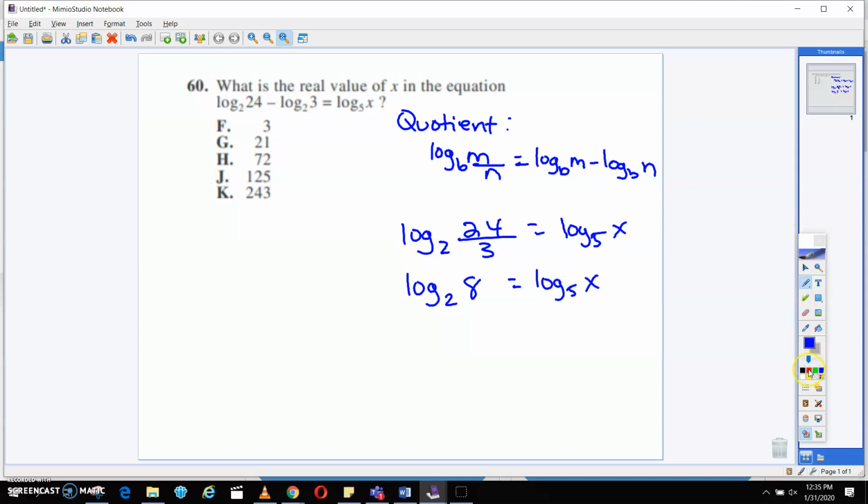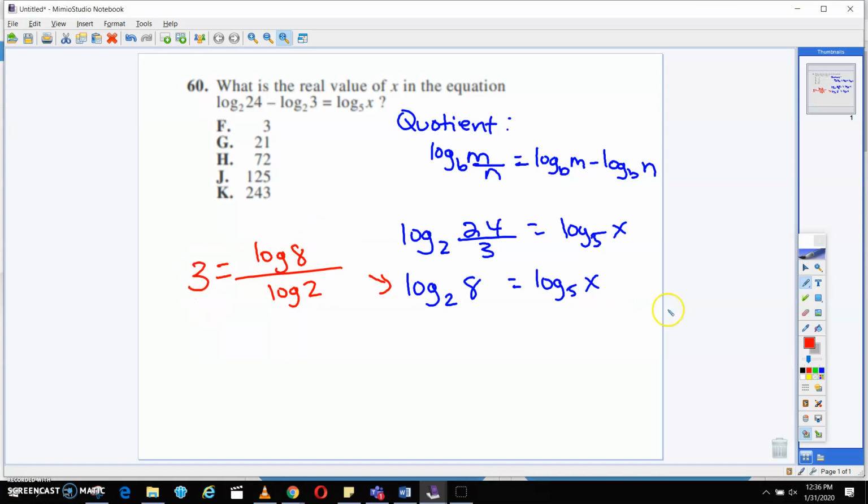So what we can do now is take this log base 2 of 8 and make it into one number. The way we do that is we write log of 8 divided by log of 2, and we're going to type that into our calculator. So take a moment, type that into your calculator, and tell me what you get. We get 3 when you type it into your calculator, right?